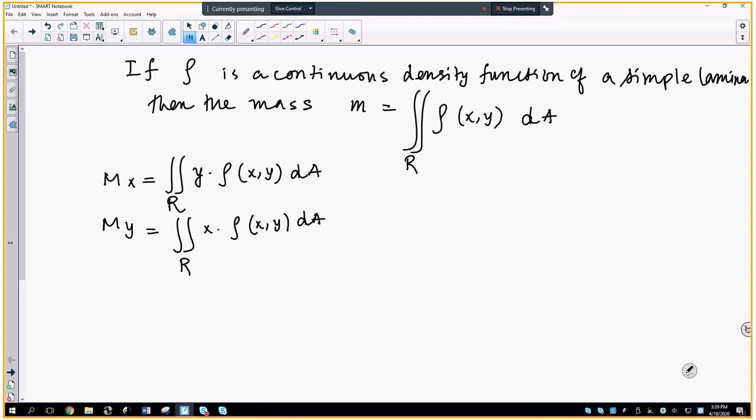Once you know the values for mx and my, you're going to go ahead and say that the center of mass for this lamina is going to be the coordinates of a point, and those are mx over the mass m. So the x-coordinate is mx over mass m, comma, my over the mass m. That's the center of mass of the simple lamina. So let's try to use this concept and solve some problems.